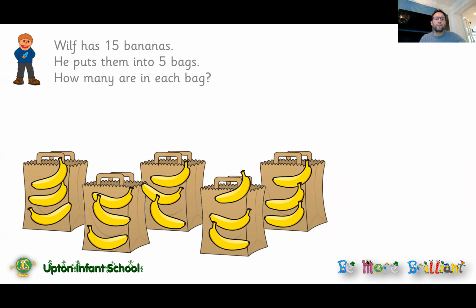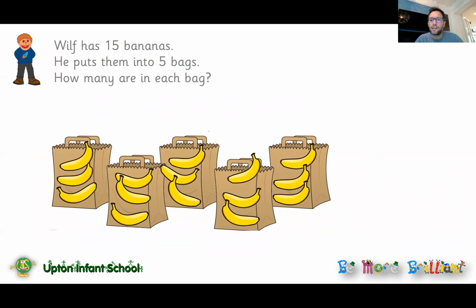So what we've worked out here is 15 divided into 5 bags, or shared equally into 5 bags, leaves us with 3 bananas in each bag. 15 divided by 5 is 3. Now that's what we were doing yesterday, so hopefully you'll be thinking, yep, I'm good at that. We're going to do the same question again, but we're just going to do it a slightly different way.